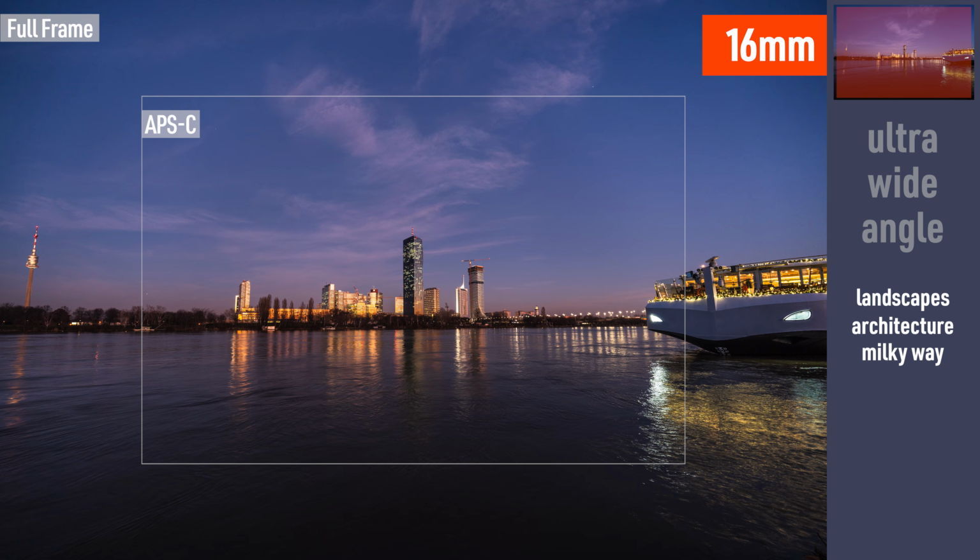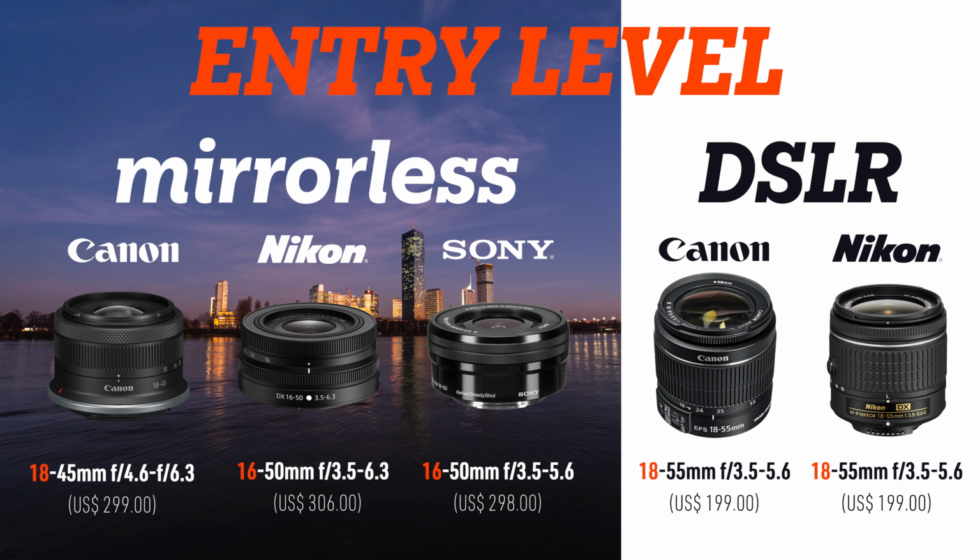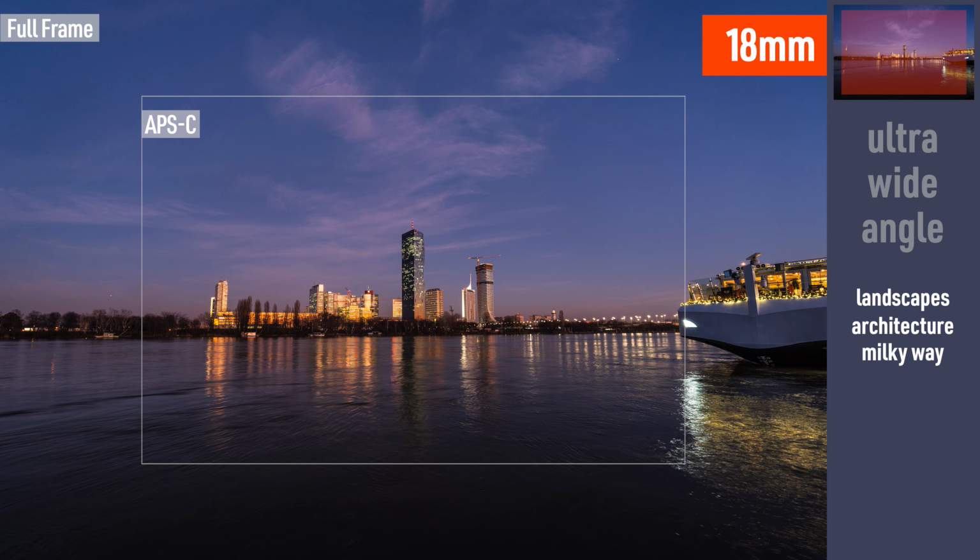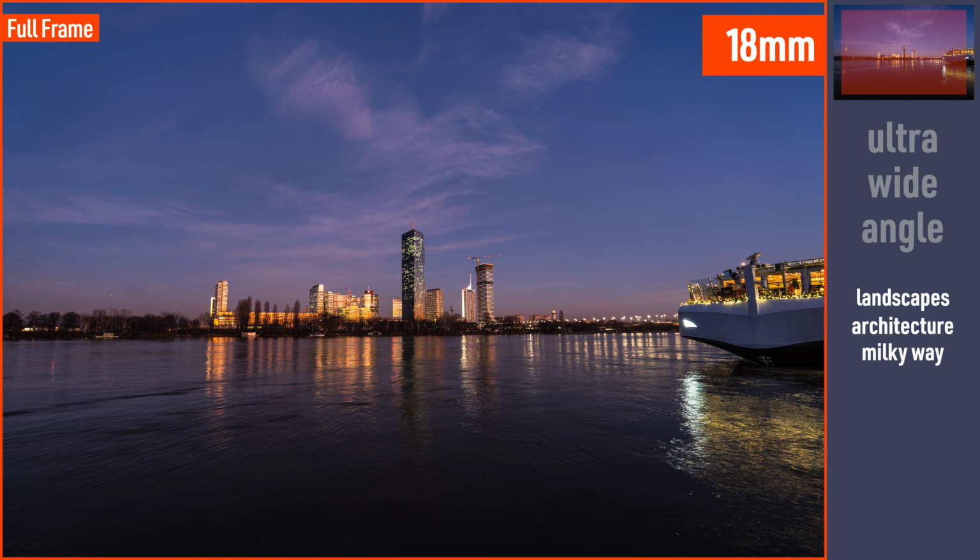Next we go from 16mm to 18mm. Most entry-level cameras come with a kit lens that starts at either 16mm or 18mm. Be aware though that these cameras are APS-C cameras, so they use a smaller sensor and therefore would give you the image in this frame rather than the full frame when shooting at this focal length.